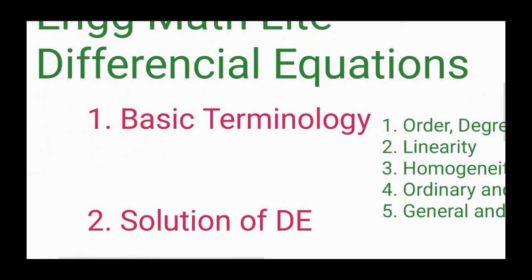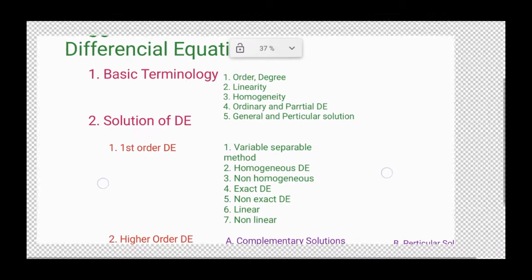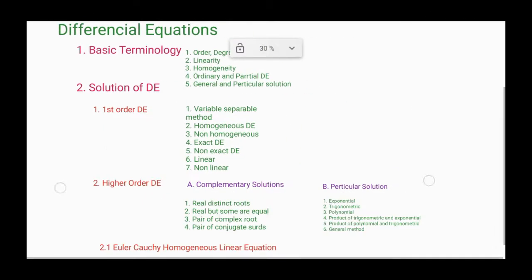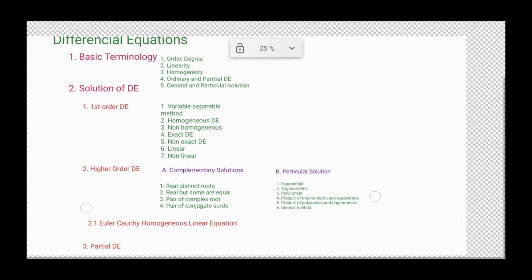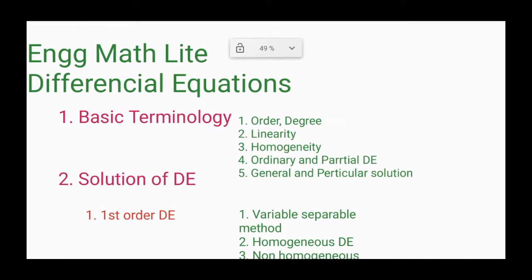First thing, what is the structure of this topic I want to explain. This is the whole structure I have written down here. First thing is basic terminologies. What are basic terminologies in differential equations? First, what is the order and degree of a differential equation. Then what is linearity, I will tell that in problems. What is homogeneity, that is homogeneous differential equation and non-homogeneous differential equation.